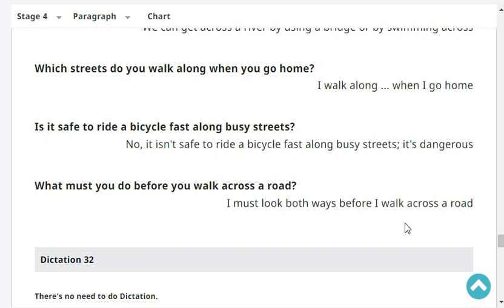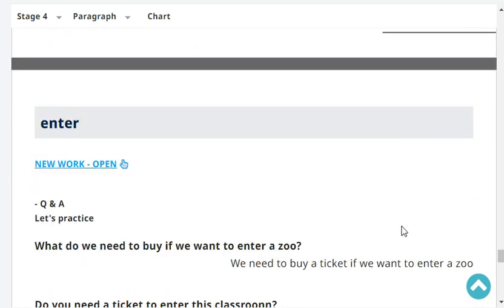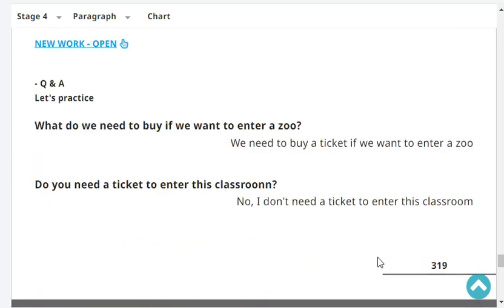What must you do before you walk across the road? I must look both ways before I walk across the road. Okay, very good. That's the end of our revision. Let's have new words.